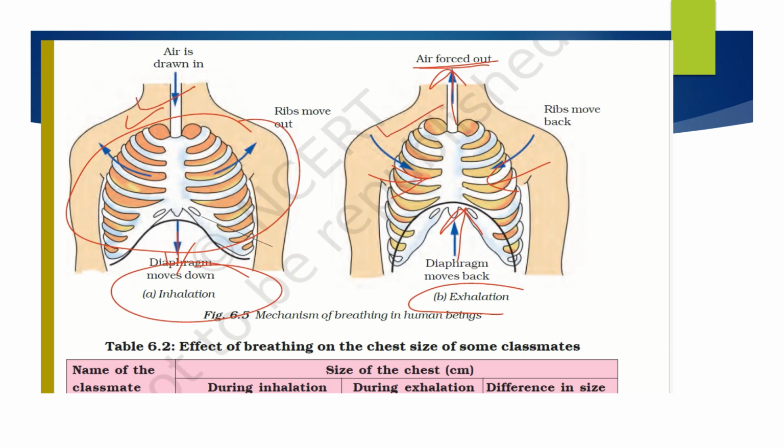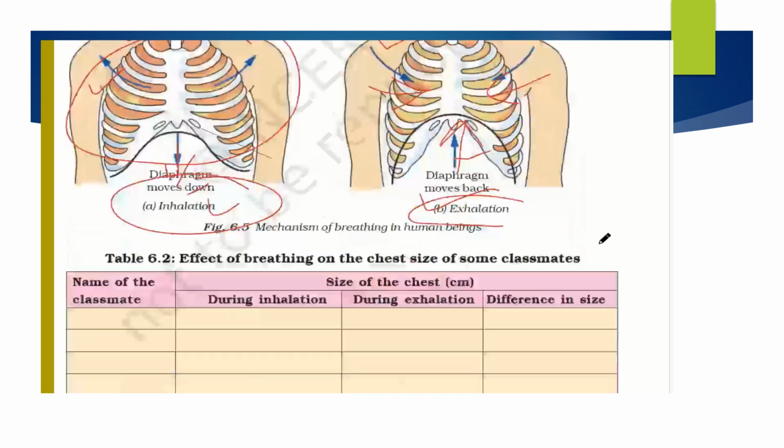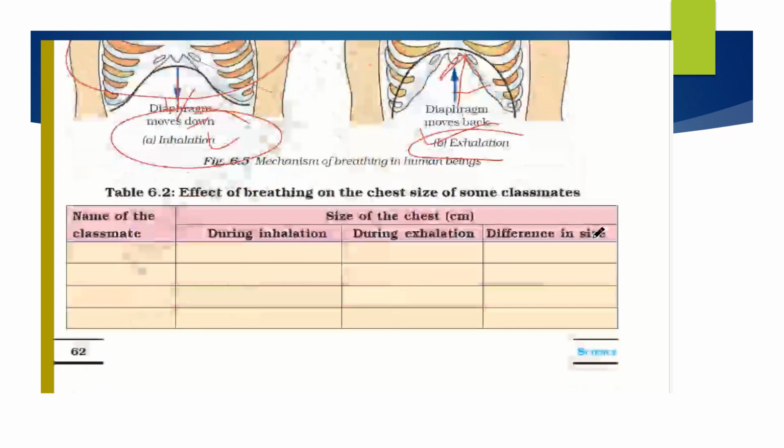This is a human model. You can't see the things happening from outside, but you can feel it. You can put your hand on your chest. You can see the inflation of the ribs, the movement of the ribs, how the diaphragm is moving down and how the diaphragm is moving back to its own position. This is inhalation and this is exhalation. In the first case, the air is drawn in, and in the second case, air is forced out. This mechanism we will do in the form of an experiment.